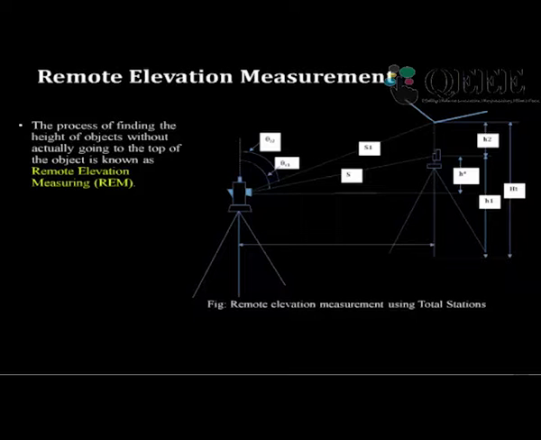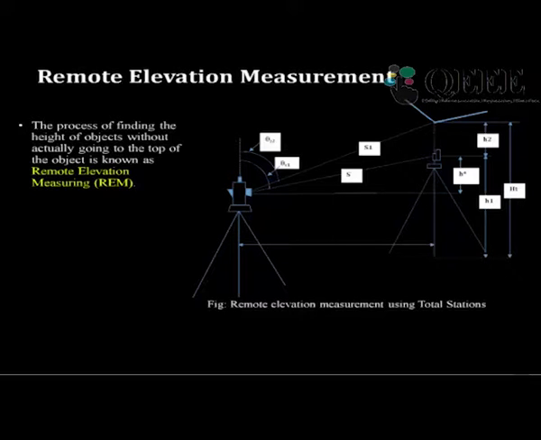So you can just see this configuration here. This is your instrument station, and this is your target station, and this is your target whose height you have to find now. So the height of this location has to be found out, but you cannot go to the top and keep the prism target over there. So there is some problem in the field. In that case, how can we do the measurements? That can be done by using an option called remote elevation measurements.